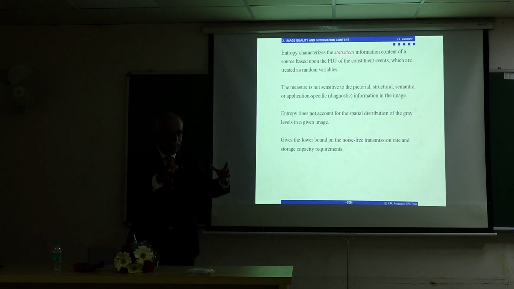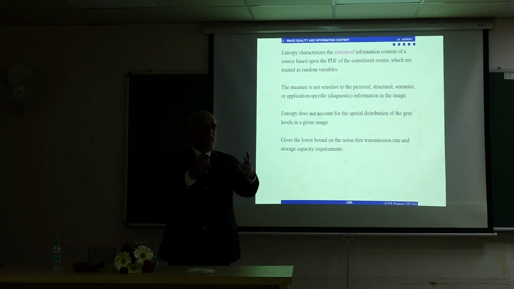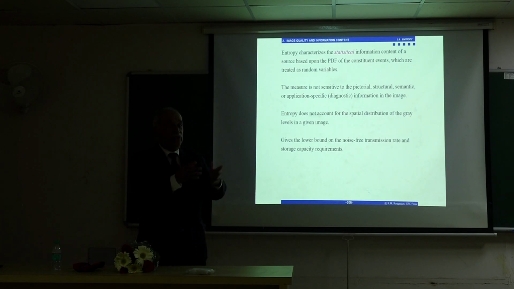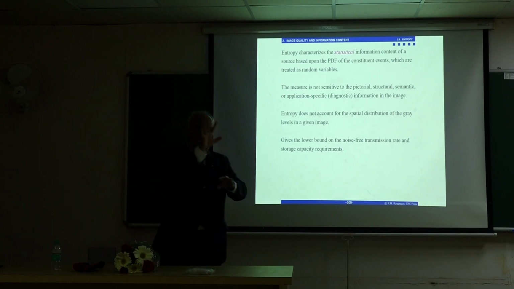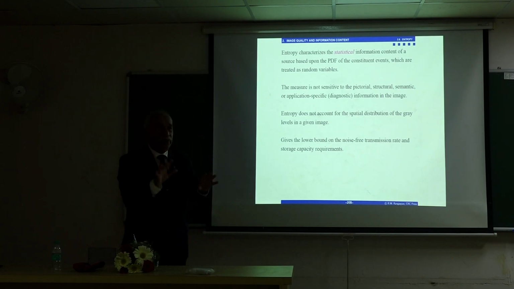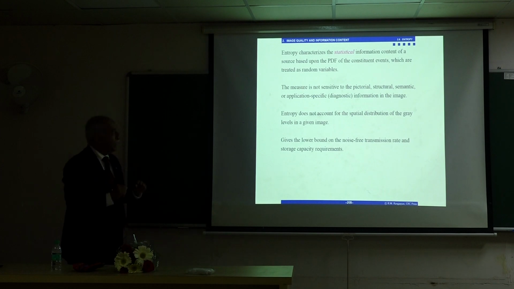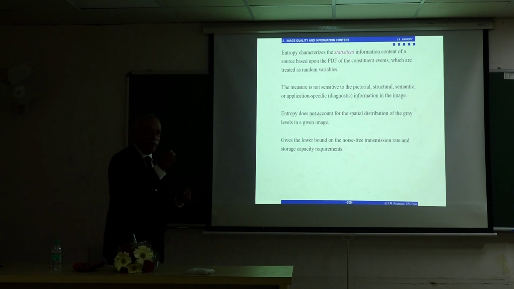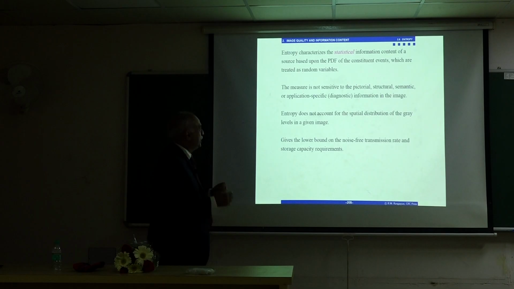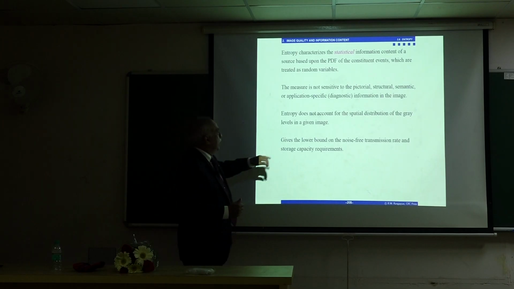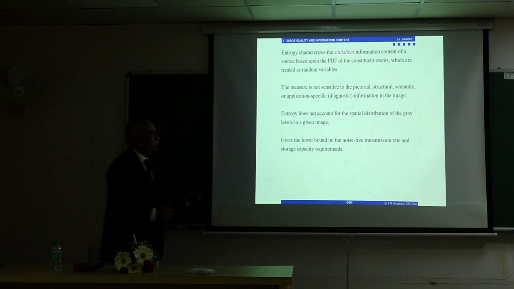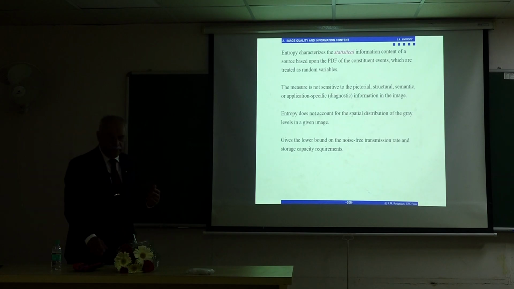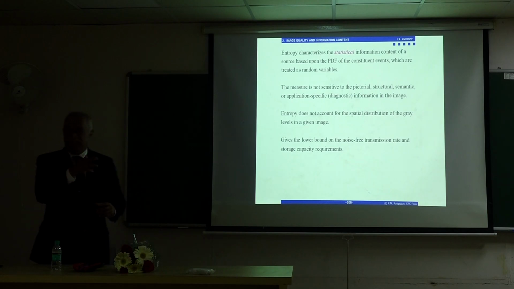You have a bunch of pixels, M by N image. Count how many times each value occurs, and that's all you have. Where they are located and how they are distributed in the image is not there. If you want that, then you must take joint entropy, higher order entropies. It gives a lower bound on noise-free transmission and storage requirements. You require at least that many bits.